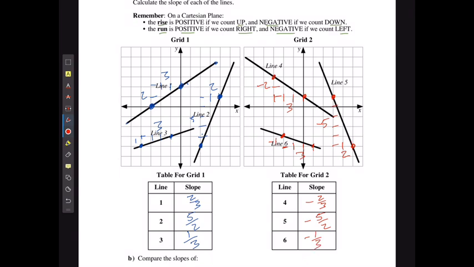So the easiest way to think of it is if I'm moving from left to right, if y is going up as I'm moving from left to right, it's going to be positive. If y is moving downwards as I'm going from left to right, the slope is going to be negative.